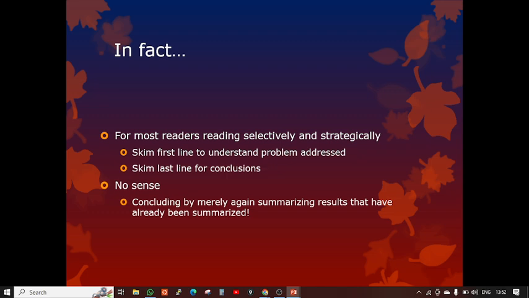Those minimum two lines should be very catchy, and you have to write them in a fascinating manner that can attract the readers. There is no sense in concluding by merely summarizing results that have already been summarized. That means the abstract and the conclusion are two different things.